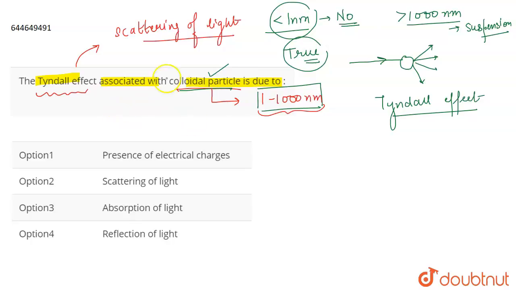Okay, so therefore Tyndall effect is associated with the colloidal particles due to the scattering of light, which is given in option number 2. So option number 2 will be the correct answer, right? Option 1 is presence of electrical charges. No, that is not related to the Tyndall effect. Absorption of light. No, it is associated with the scattering of light. Reflection of light. No. So the correct answer is option 2. That's all for the question.